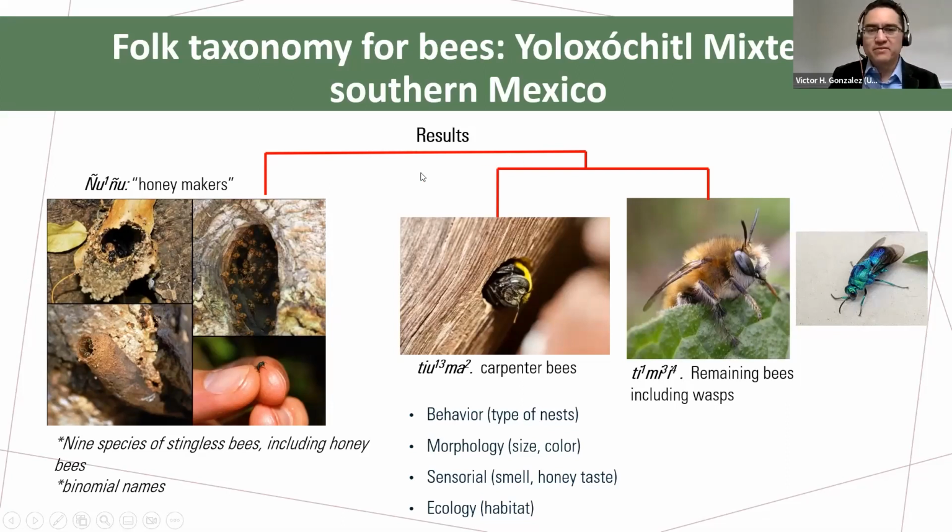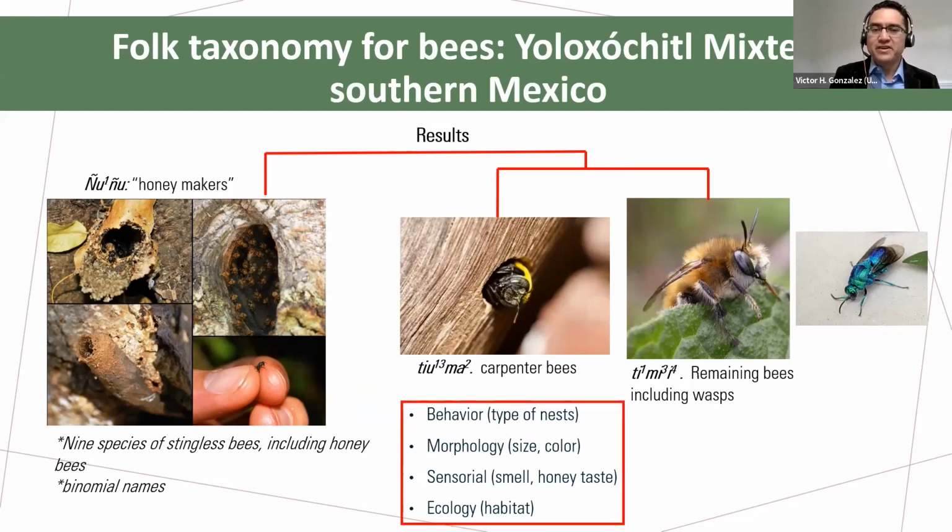On the other side, we have carpenter bees. There are 3 species, but they give just a generic name for those. And then the rest of bees are grouped even with wasps and other flies, including this category. But the honey makers, they recognize 90 species, which are very similar to the 90 species that I, as a taxonomist, was able to recognize. And they use binomial names to recognize them.